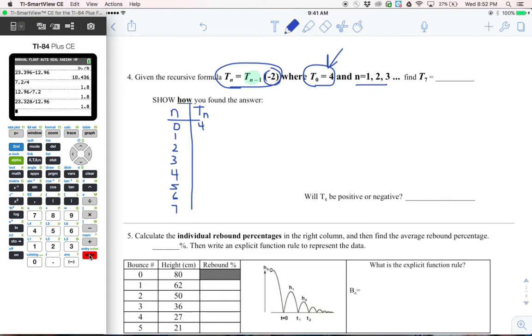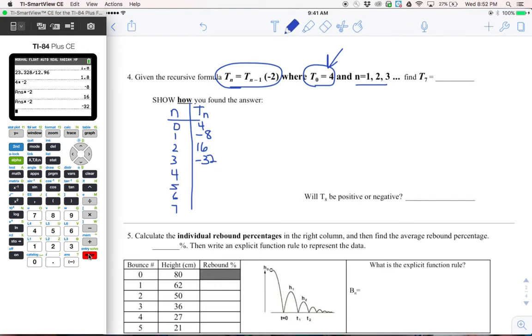All right, well, if my formula is telling me to take the previous number times negative 2, I'm just going to do that. 4 times negative 2 is negative 8. And then negative 8 times negative 2 is positive 16, right? You can always double check this in your calculator. Positive 16. The next one's going to be negative 32, right? Because we're multiplying by negative 2.